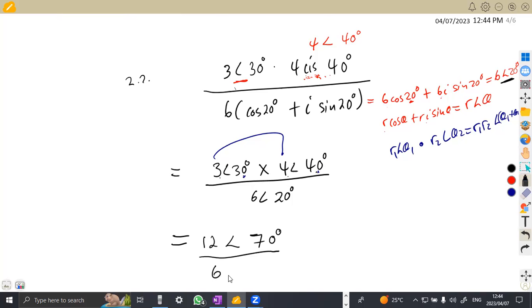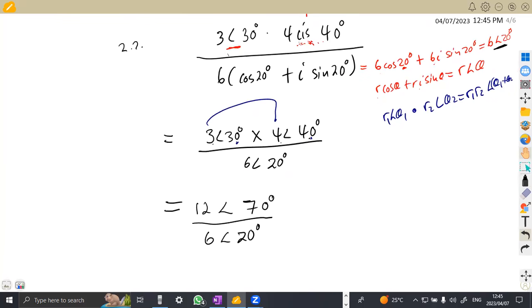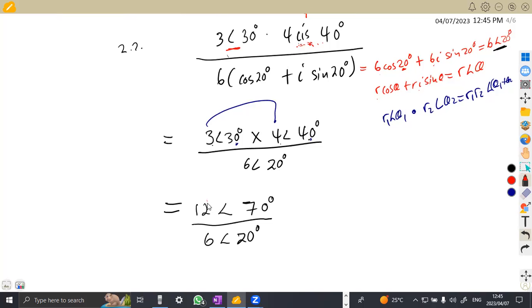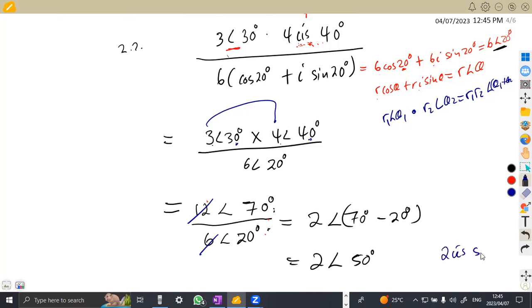Everything over 6 angle of 20 degrees. This time you are dividing. So if you are dividing, you divide the numbers together, the angles you subtract in polar form. So meaning to say 12 divided by 6 is going to give us 2 angle of, you subtract the angles, that's 70 degrees minus 20 degrees in this case. So this is going to give us 2 angle of 50 degrees. If you are using cis, it is going to be 2 cis 50 degrees like this, depending on what you are using.